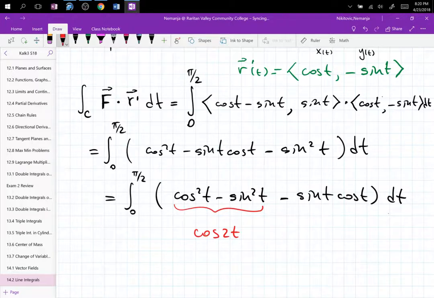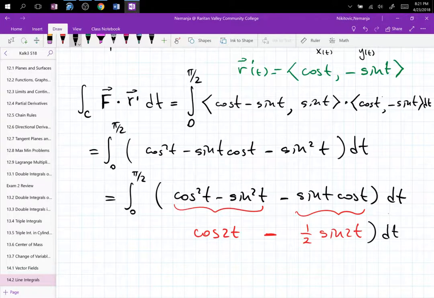All right, that's that. And then the second one over here, so minus, and the second one over here is 1/2 of sine 2t. And now all of this dt, integral 0 to pi over 2.